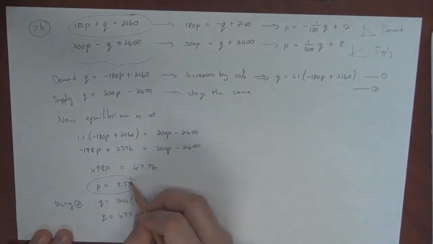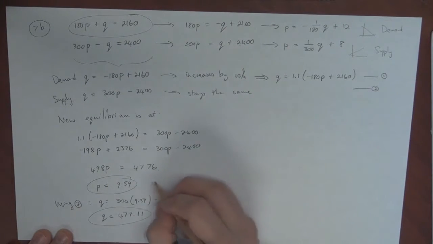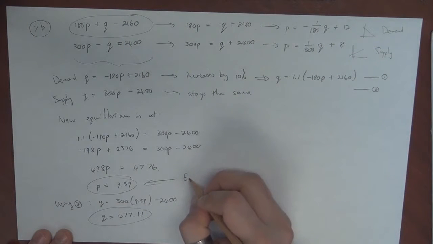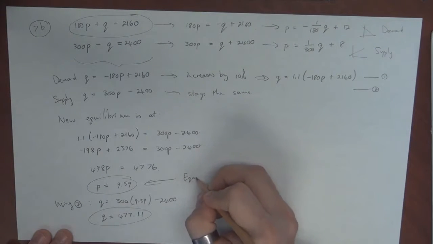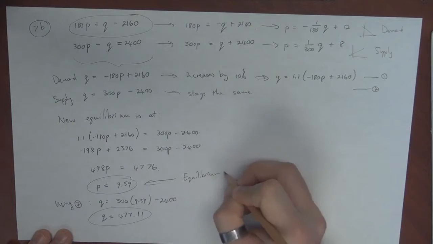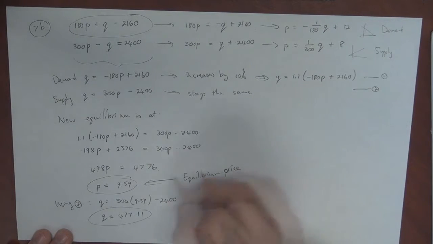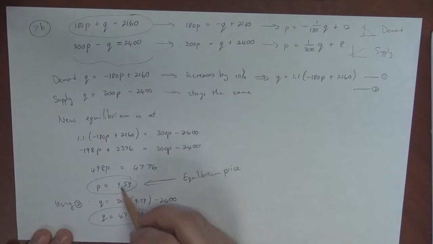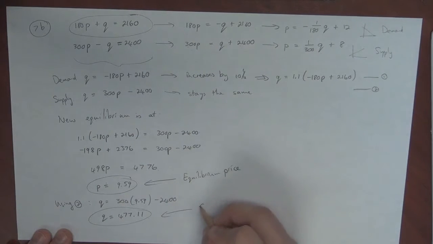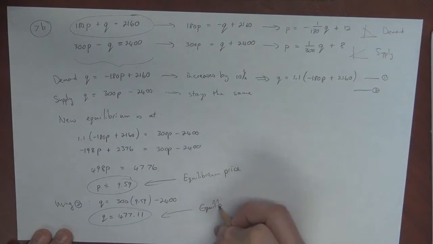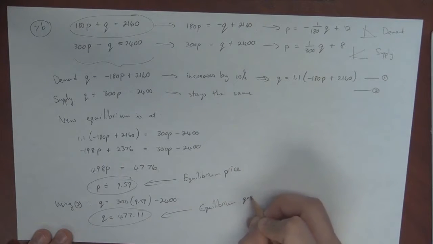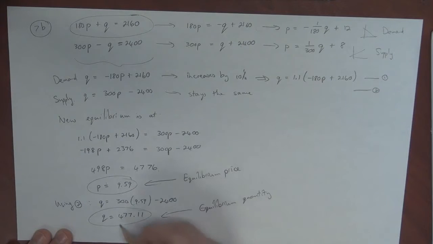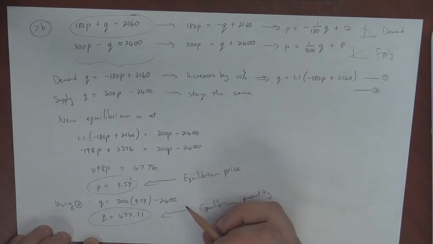So this is the new solution to my system. Equilibrium price increased from $9.50 to $9.59. Equilibrium quantity increased as well to 477 to meet the higher demand.